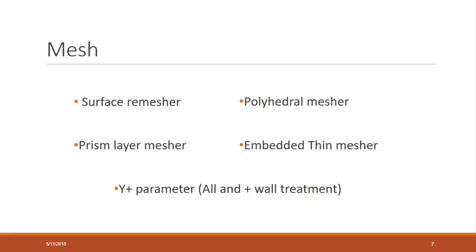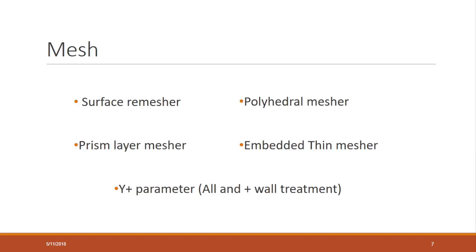To generate the mesh, we used four models. The first one was the surface remesher. It generated an initial surface for the heat exchanger. The second one was the polyhedral mesher that was used to generate polyhedral shaped cells in the volume of the steel and the hot and cold water. We chose this model because it generates fewer and more accurate cells than other volume models.